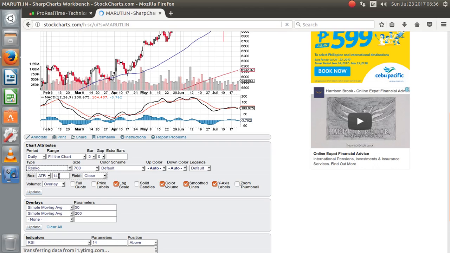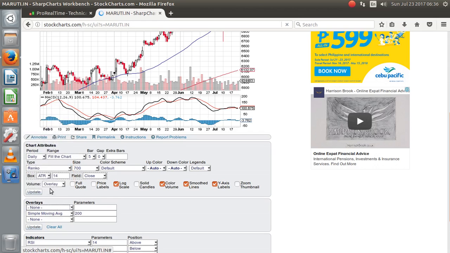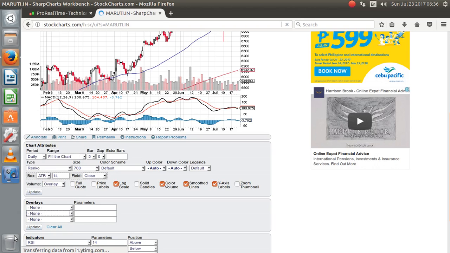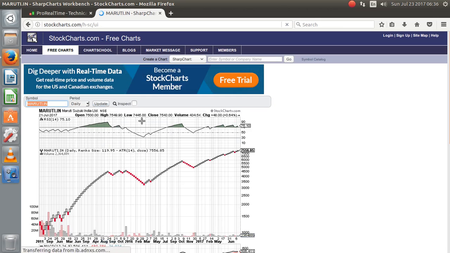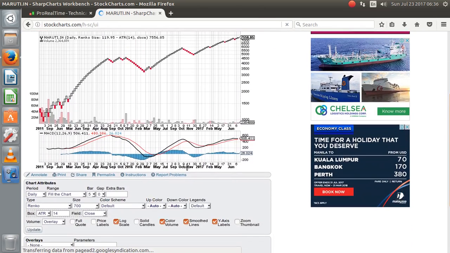Let me just get rid of these moving averages so we don't get confused with the charts. Okay, and we click on update. By the way, ignore this top part here. This is RSI. We'll be talking about that in a later video. And this is MACD, moving average convergence divergence. We'll be talking about that as well in a later video.